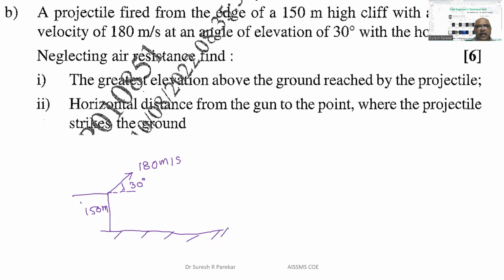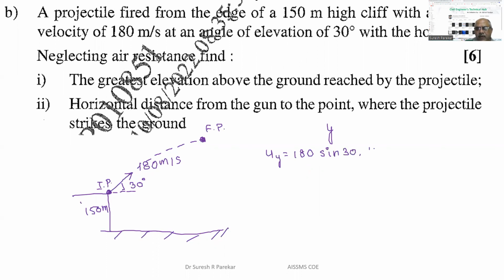With the horizontal, the greatest elevation above the ground level. So we have to go above the ground level maximum height. Now this is initial position and maximum height, we have this will be final position. This is initial and this is final position. Now we will write y direction. So we have uy is equal to 180 sine 30.